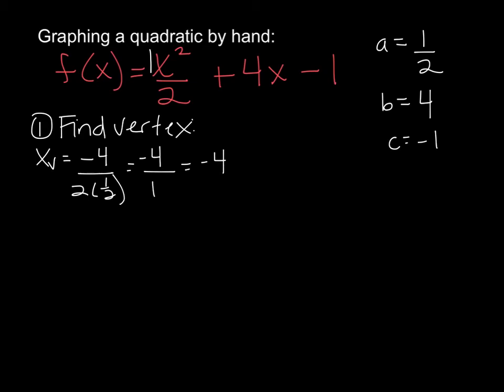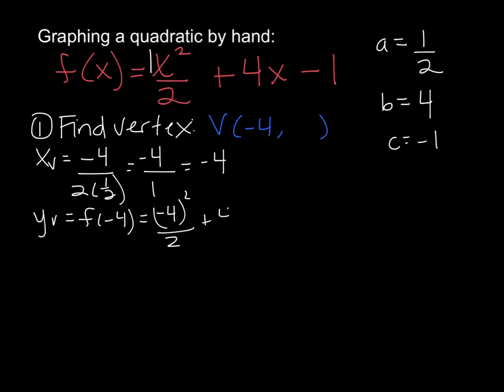Okay, so there's part of my vertex. I know my vertex is -4 something. So let's find the Y part of my vertex, which means I'm going to plug in f of -4 and see what I get out. So it's going to be -4 squared over 2 plus 4 times -4 minus 1. Let's see what that comes out to be.